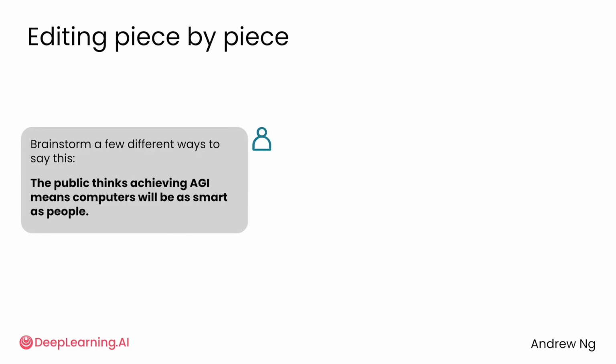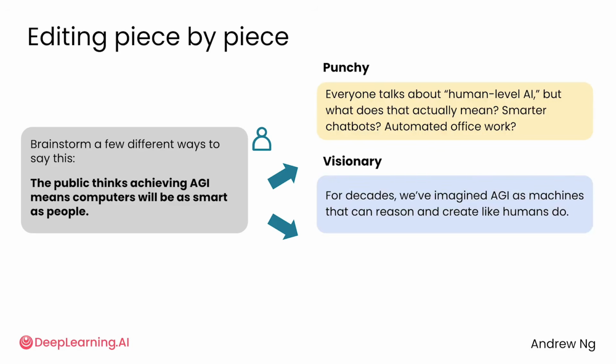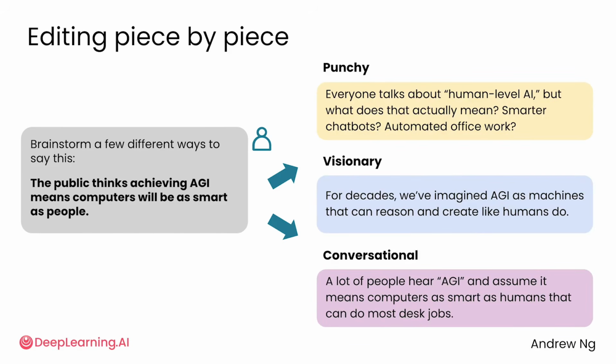For example, if someone's written this sentence, the public thinks achieving AGI, artificial general intelligence, means computers will be as smart as people. You might ask AI to help brainstorm a few different ways to say this, and so it may come up with a punchy way to say this, a visionary way to say this, a conversational way to say this, and depending on your editing goals, you could even iterate a little bit until you pick some version of rephrasing this part of the text that you like.